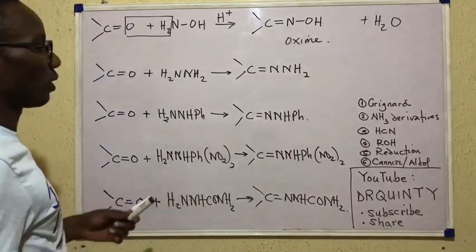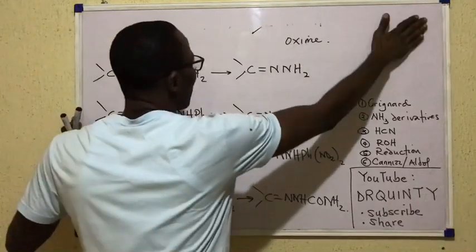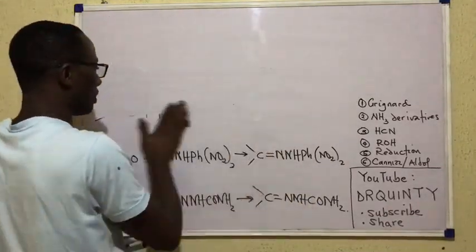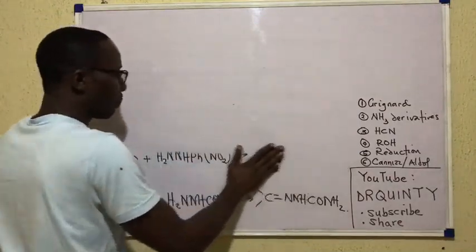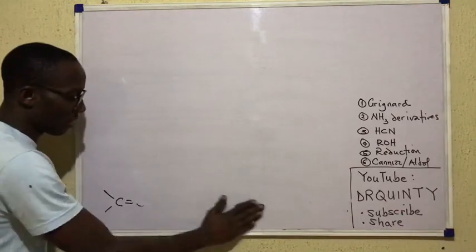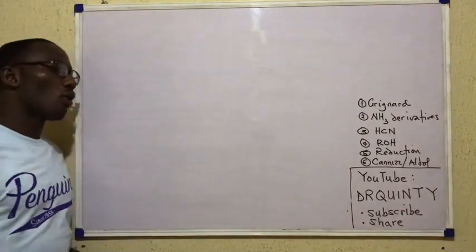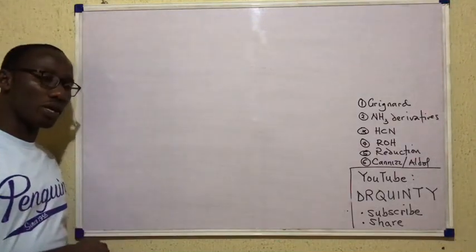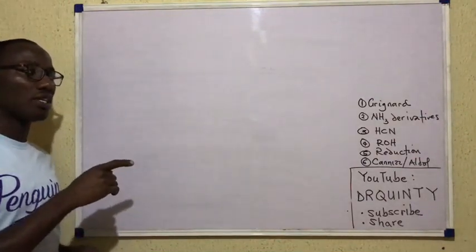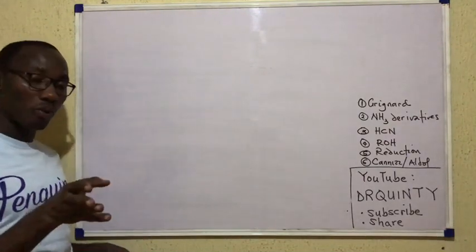Alright, at this point, let's look at the next reaction with hydrogen cyanide. What happens when carbonyls react with hydrogen cyanide? They react to give us a group of compounds we refer to as the cyanohydrine. Cyanohydrines are formed when carbonyls react with hydrogen cyanide. Now, hydrogen cyanide is usually not put into that reaction directly. It's a very poisonous gas.